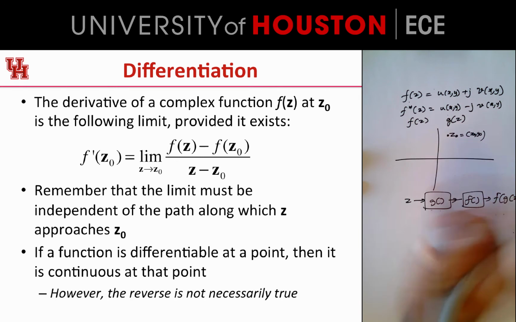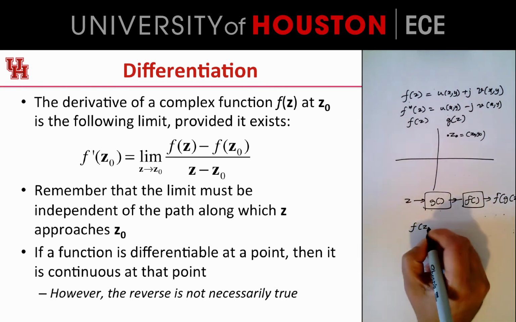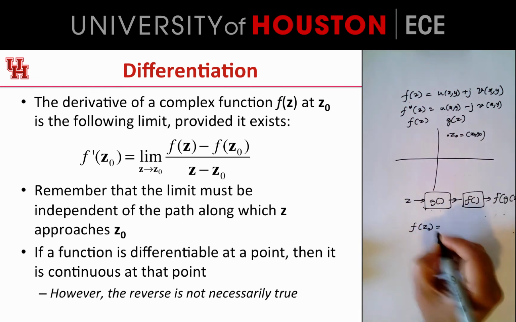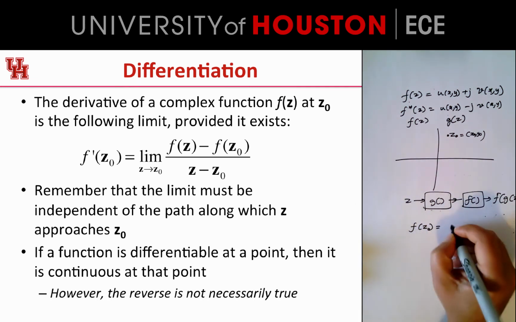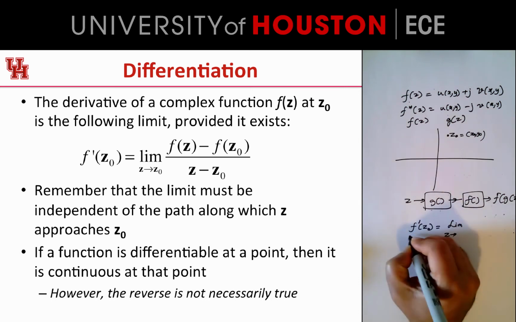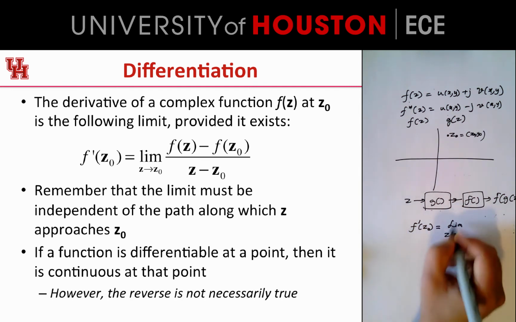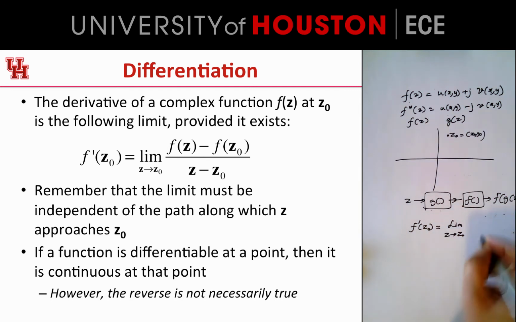So the derivative of a complex function is defined much like in the real case. In fact, the equation looks essentially identical. The derivative of a function f, which is f prime, at the point z naught is the limit as z goes to z naught of this ratio: f of z minus f of z naught divided by z minus z naught.